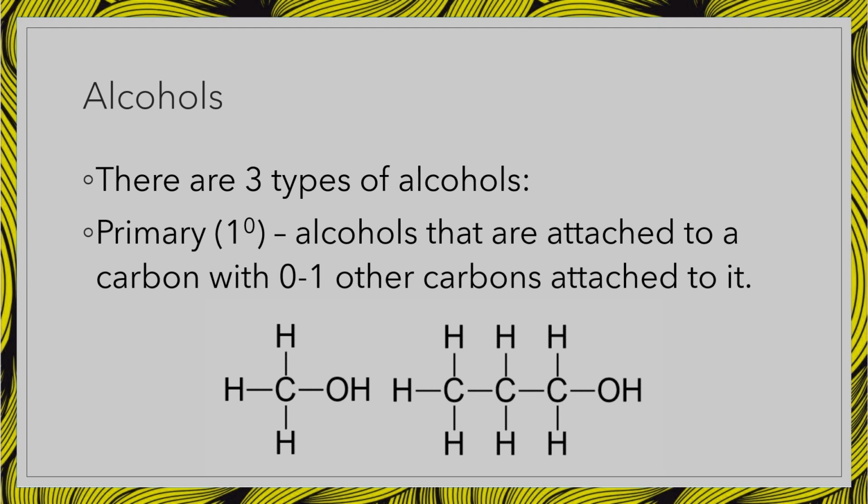Primary alcohols are ones that attach to a carbon with 0 to 1 other carbons attached to it. So something like methanol, on the left. Notice how that OH is connected to one carbon, and that carbon itself has 3 hydrogens on it. So it's primary, with 0 other carbons attached. The example on the right is propan-1-ol. We look at the carbon that the hydroxide is attached to, and that carbon itself is attached to one other carbon, so it is primary. It's attached to one carbon and 2 hydrogens.